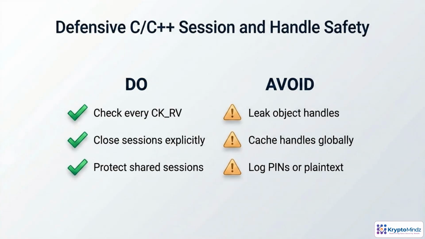You can also think of PKCS#11 integration like managing file descriptors in C. Every session you open must be closed on all paths, including error and early return paths. Treat CK object handles as short-lived. When you reconnect or fail over, rediscover objects instead of trusting old handles. For concurrency, either give each thread its own session or guard shared ones with locks. And always translate CK_RV into clear, secure log messages, never including PINs or secrets.